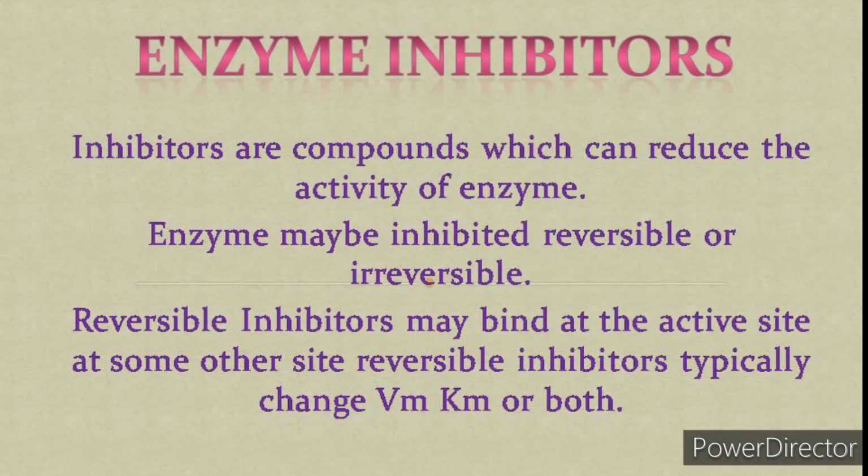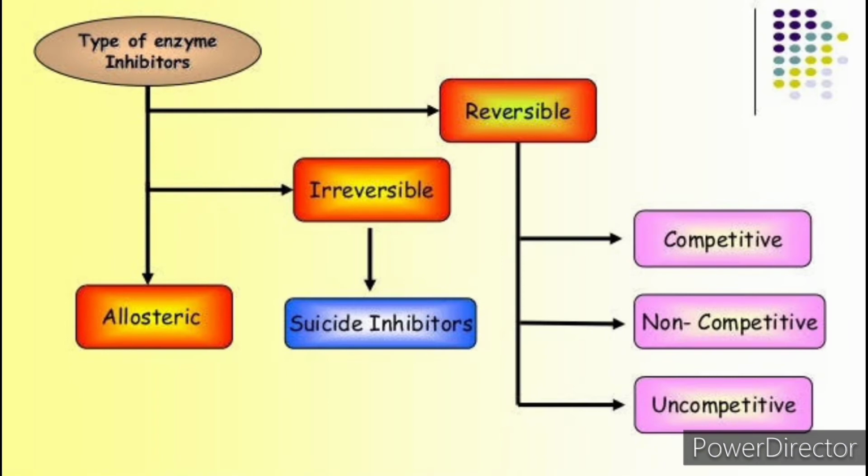Enzyme inhibitors. Inhibitors are compounds which can reduce the activity of an enzyme. Enzymes may be inhibited reversibly or irreversibly. Reversible inhibitors may bind at the active site or at some other site. Reversible inhibitors typically change Vmax, Km, or both. Types of inhibitors. There are three main types of inhibitors: reversible, irreversible, and allosteric. Reversible inhibitors can be classified as competitive, non-competitive, and uncompetitive, while irreversible inhibitors are classified as suicide inhibitors.